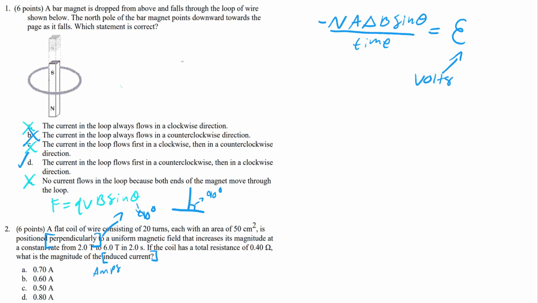Alright, so what is delta B? Well, delta just means final minus initial. So we're going to say final B minus initial B. What was my final B? Well, it says I went from 2 to 6. So my 6 is going to be the final minus the initial. So that's going to be 4 Teslas, right? And that happened in 2 seconds. Okay, so my time is going to be 2 seconds.